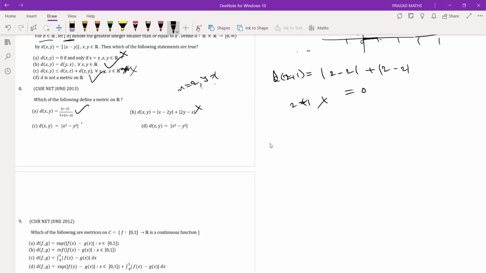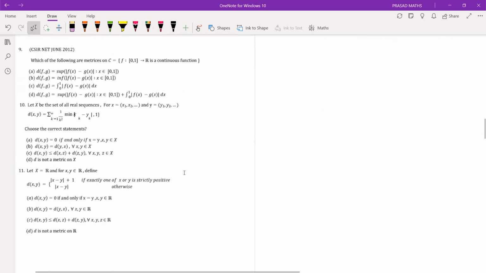We have shown that this is not a metric because n is even. Already I told you that x to the power n minus y to the power n is a metric whenever n is odd. Here, what is n? N equals 2, so n is even. Therefore, it is not a metric. When n is odd, it is a metric. So this was asked in CSIR 2013.